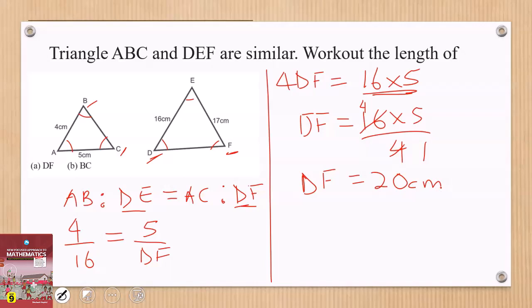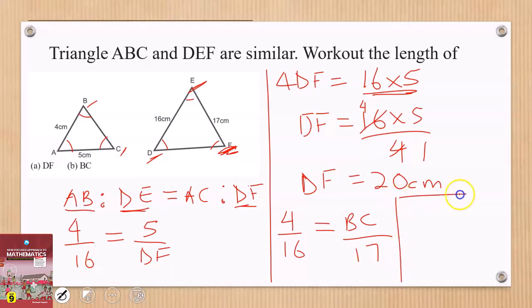Now we know that. Now to find the BC, again we can say the same thing that we did here: AB is in proportion to DE, so I can still say 4 divided by 16, and that should be equal to BC, also in proportion with FE, which is 17.